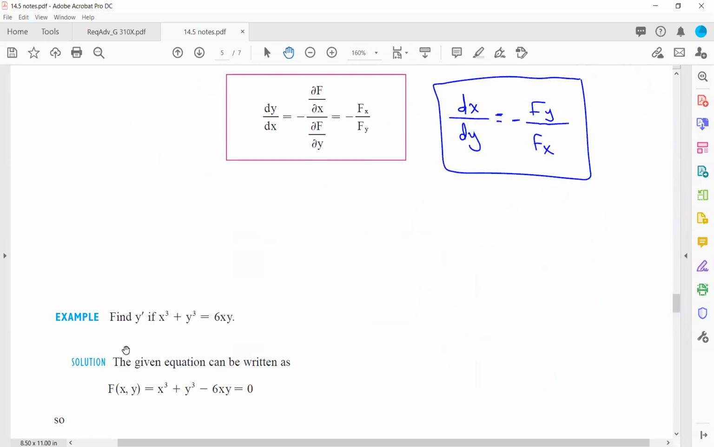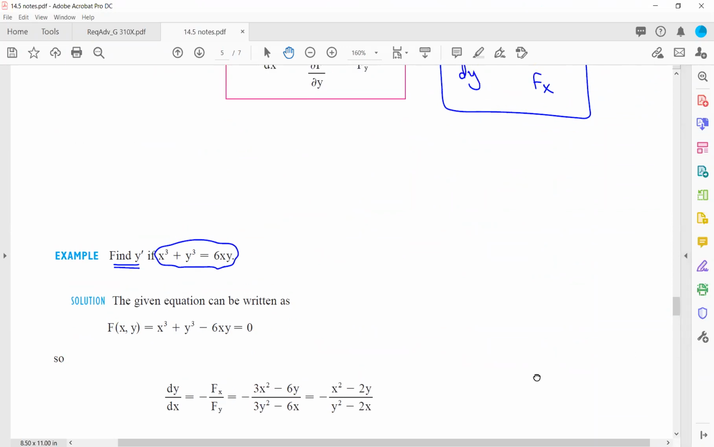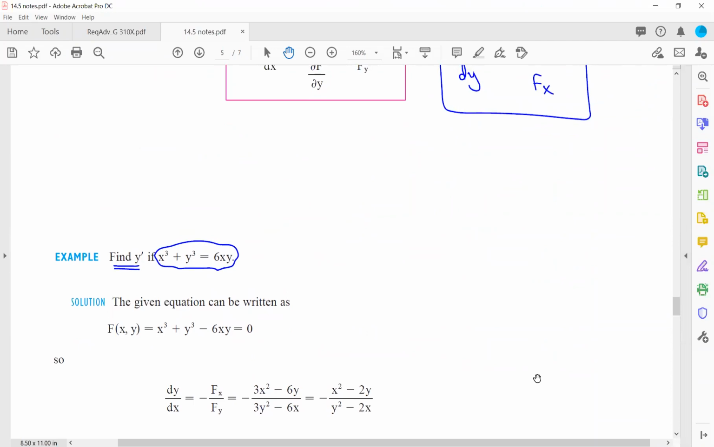Very well. Example. So first of all, here you have a function in two variables. Your goal is to find the implicit differentiation for this function. So first of all, you have to write the function in the format that you actually see 0 on one side.